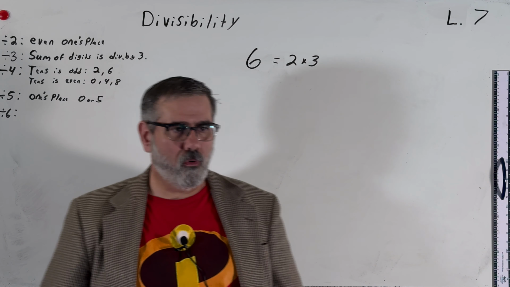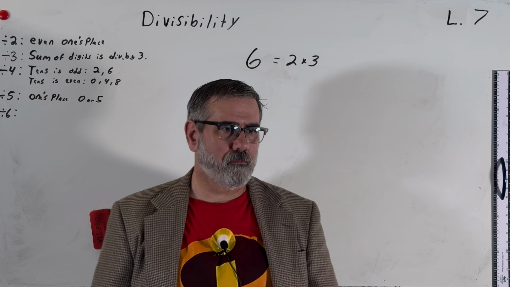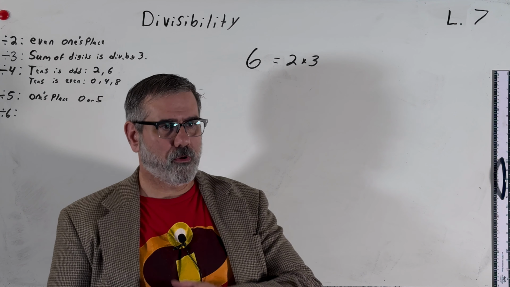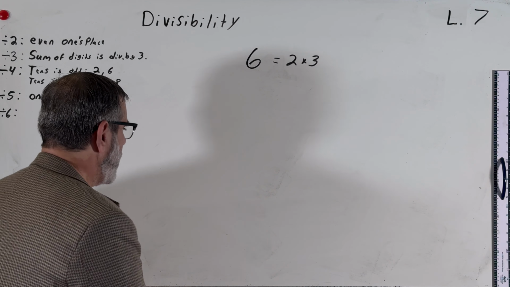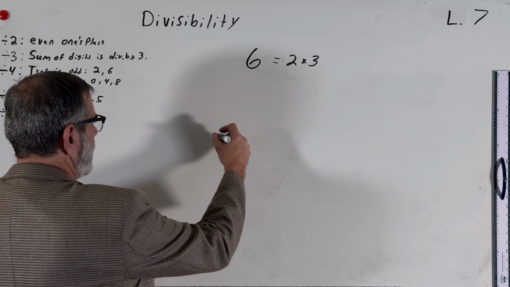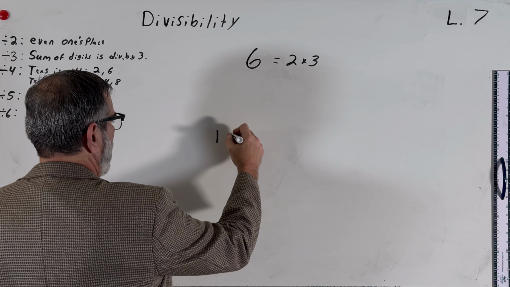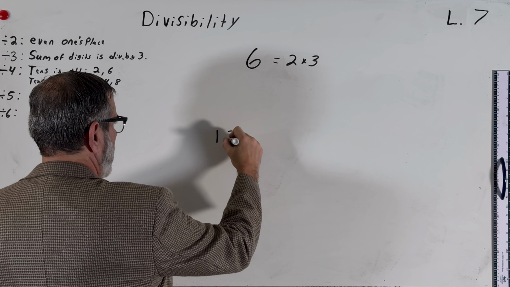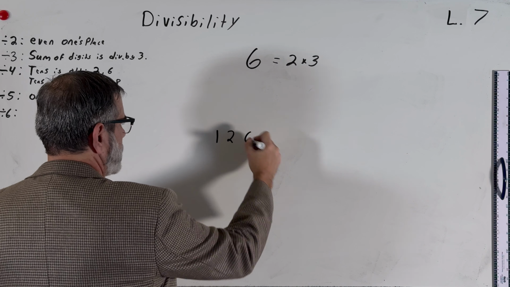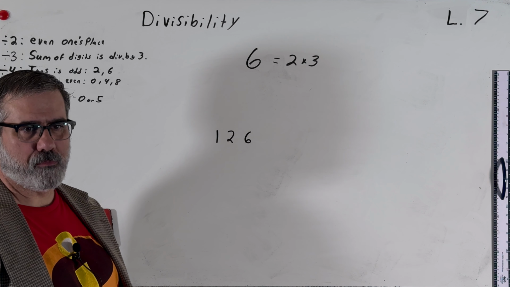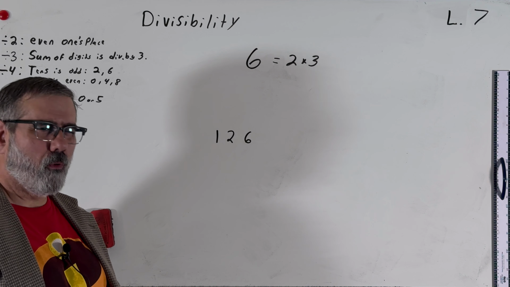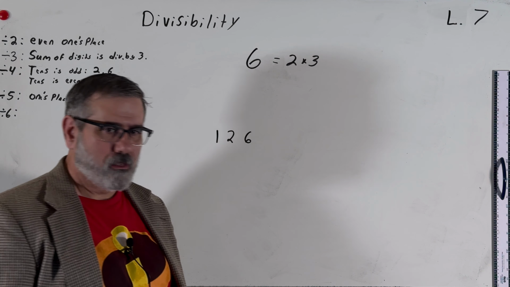Things that are divisible by 2 have even numbers in their ones place. Things that are divisible by 3, their digits, when you add them up, sum up to something that's divisible by 3. So we can take a number like, I don't know, let's do 126. Do you think it's divisible by 6, just by looking at it? You kind of want to think it is because of the 6, right? But we have to check it.